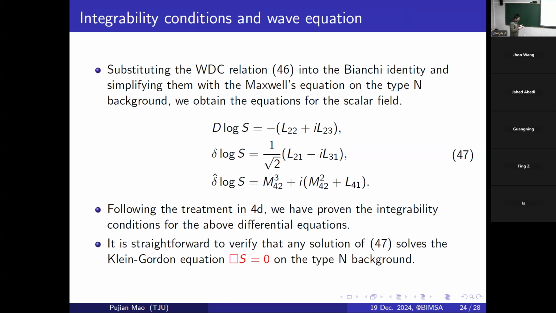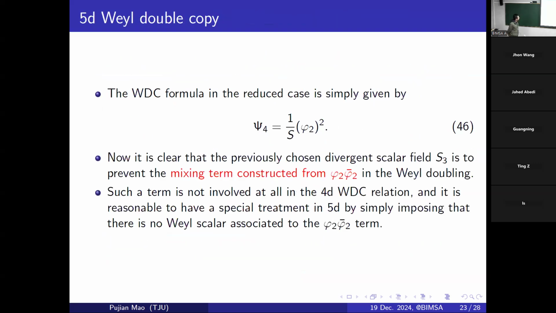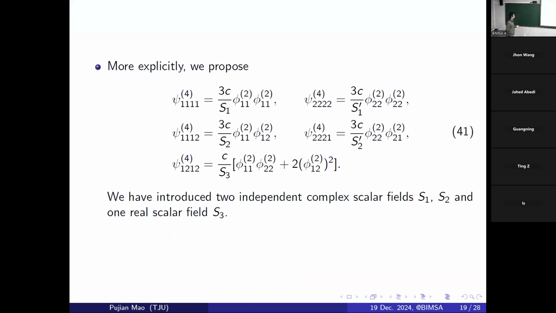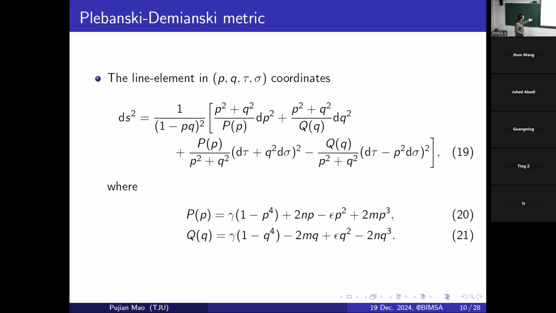Then the next question is, how about the type D case? Well, for the type D case, it's subtle because the type D Weyl double copy relation is based on the known solutions, Plebanski-Demianski, right? Suppose you know there's a most general solution, and then you start from this solution. In 5D, we don't have that. In 5D, there are very few solutions. For instance, we know the Myers-Perry solutions. Anything else? I don't know. Maybe Gödel solutions. Probably that's everything we know, right?